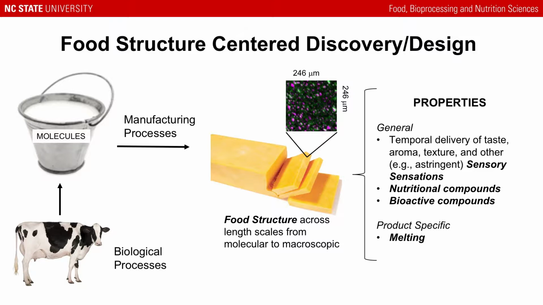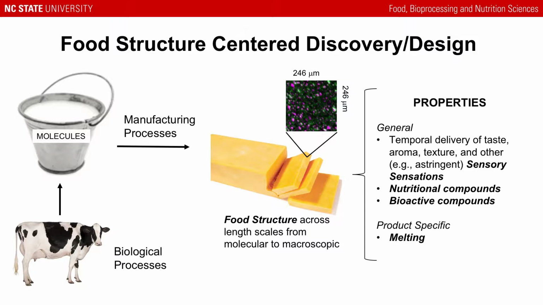Why is that important? Because built into those structures are the properties that we like, the properties that we need. So built into that structure is temporal delivery of our main sensory sensations, delivery of our nutritional compounds, our bioactive compounds, but also built into that structure is what we expect the food to do. For example, if we've got a cheese, maybe a certain type of melting. So all of these elements have to be built into that structure if we want it to perform. Okay? So how do we get there?